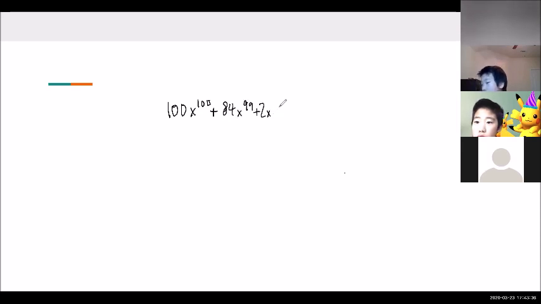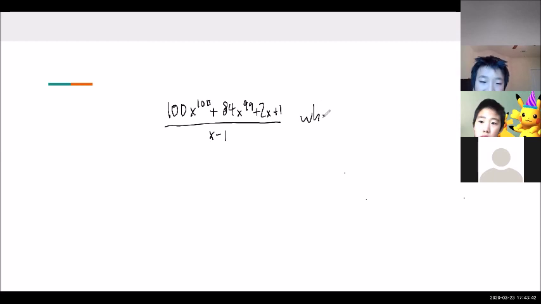Let me show you why the remainder theorem is actually so important instead of just dividing and finding the remainder. Let's say you have a polynomial like 100x to the 100 plus 84 times x to the 99 plus 2x plus 1. And you want to find the remainder when this is divided by x minus 1. So what's the remainder? It's going to be pretty hard to divide out, so don't do that.